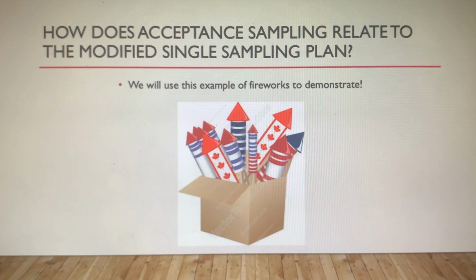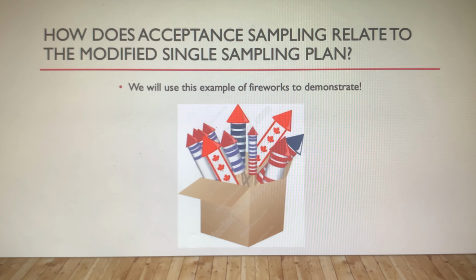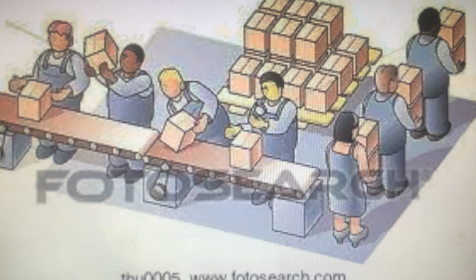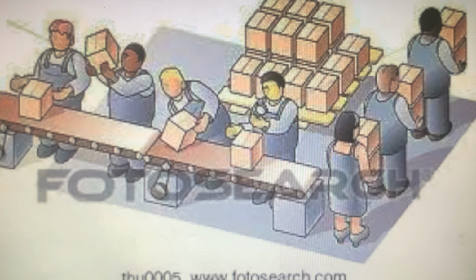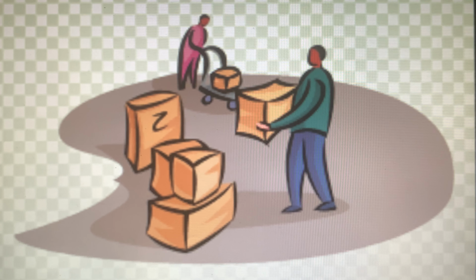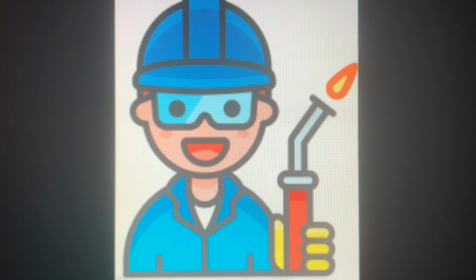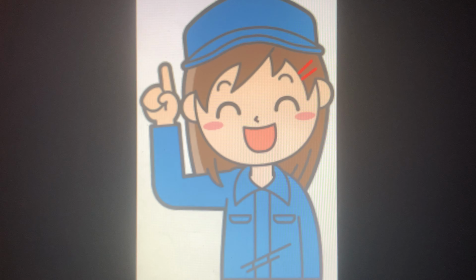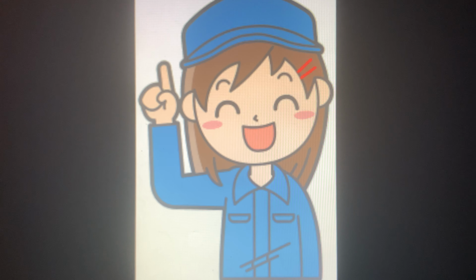Here's an example to help you understand how acceptance sampling relates to the modified single sampling plan. Let's say a factory receives a lot of 100 fireworks and they have to test them to decide whether to accept the lot and move it on to sales or reject it and scrap the entire lot. Since the only way to test fireworks is to use them, which is destructive to the product and not cost efficient, the worker decides to use MSSP, the modified single sampling plan.